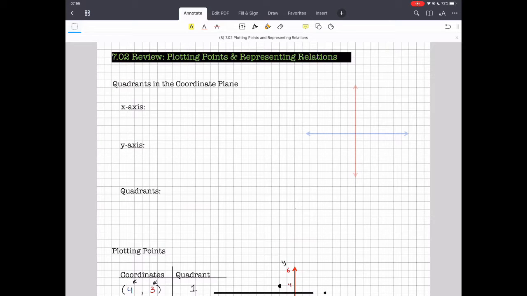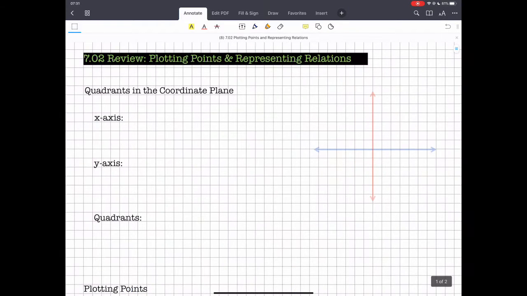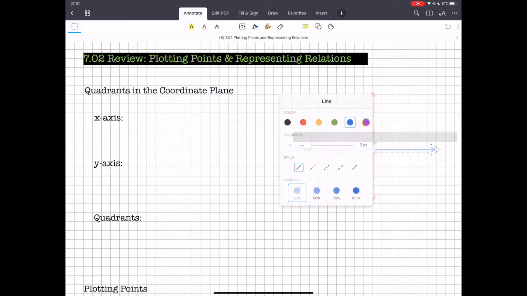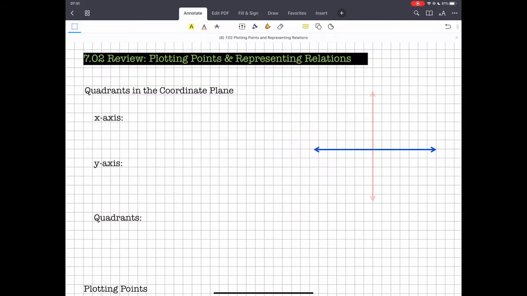Today we're going to review how to plot points and the different aspects of the coordinate plane, such as the x, y axes, and quadrants. And then we're going to look at something new called relations. The first thing we're going to look at is the x-axis, which is right here in blue.